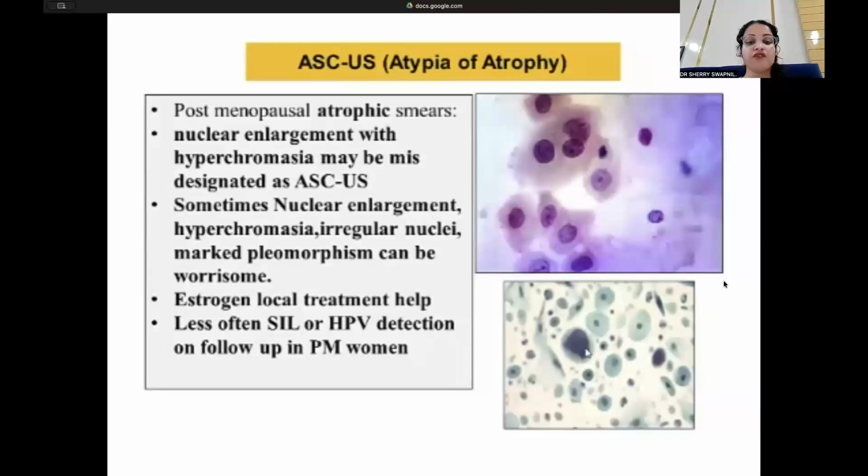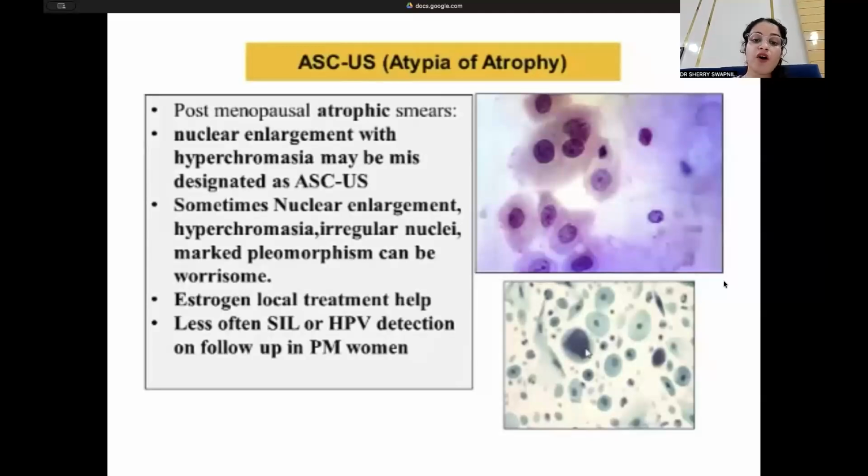As we can see, in atrophy we generally see parabasal and basal cells. They do have high NC ratio, inflammation, and that too granular diathesis. So these cells have nuclear enlargement, can show hyperchromasia. So these can be misdesignated as ASC-H. Sometimes nuclear enlargement, hyperchromasia, irregular chromatin, these are the features that can be worrisome. So in that case, we can actually give it as an ASC-H diagnosis.